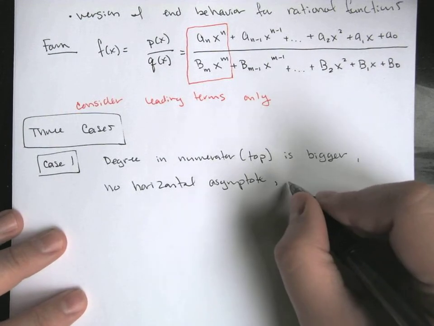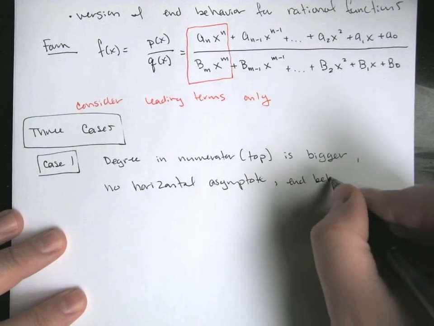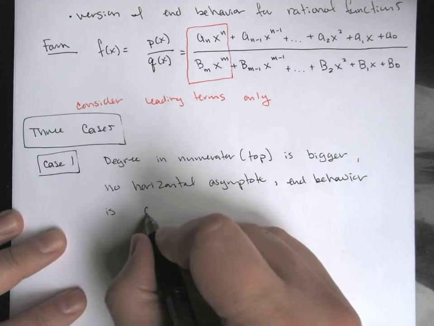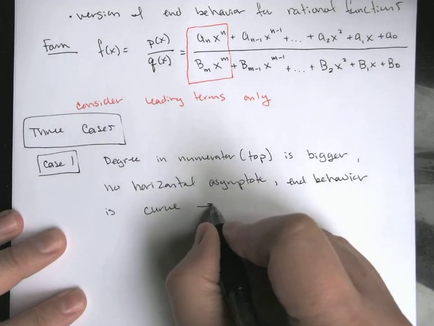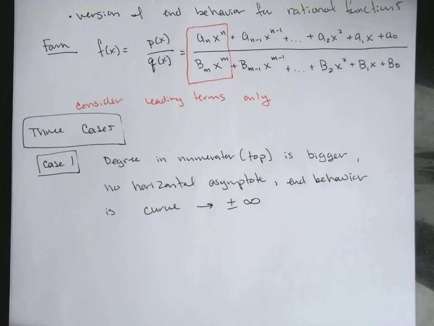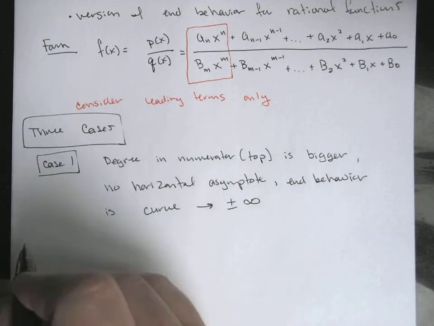What we're going to get is end behavior where the curve heads towards positive or negative infinity. So we're just going to get some sort of shooting off to infinity. We'll have to check in a little more detail whether we get a positive or a negative number. We'll go through that in detail when we do our sketches.